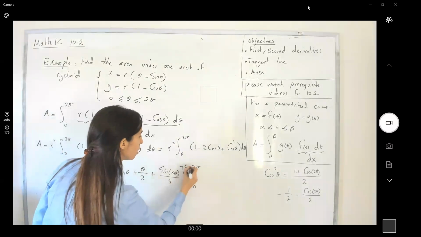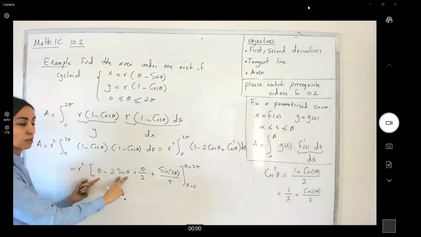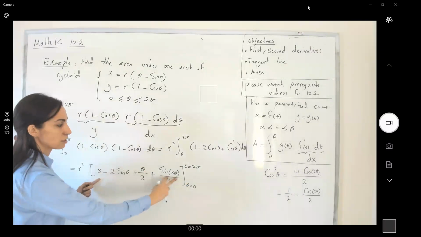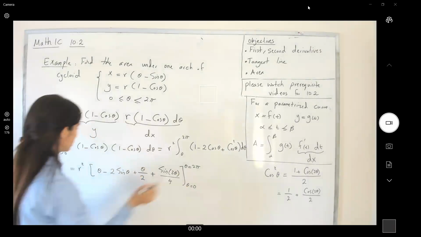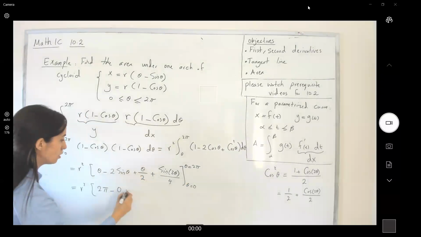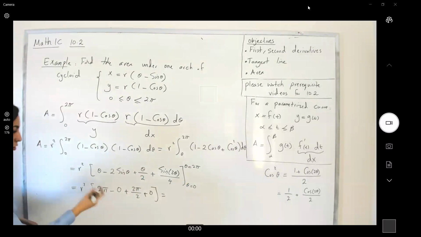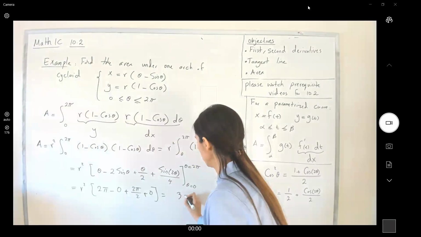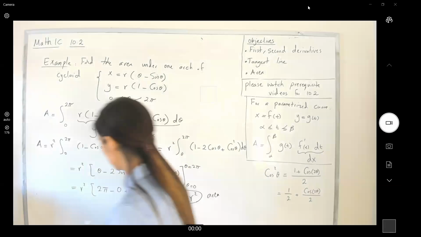So let us plug in 2 pi, then let us plug in 0. You shouldn't be worried too much about 0. Why is that? I have theta here, sine of 0 is 0. I have theta here, sine of 0 is 0. So you can just basically ignore theta equal to 0. Let us plug in 2 pi, you get r squared times 2 pi minus 0 plus 2 pi over 2 plus 0. So here you have 3 pi r squared. This is the area.